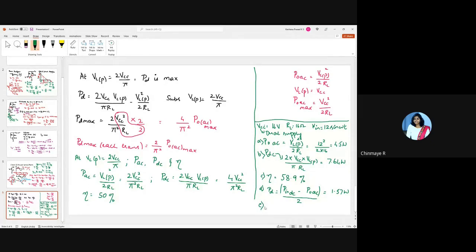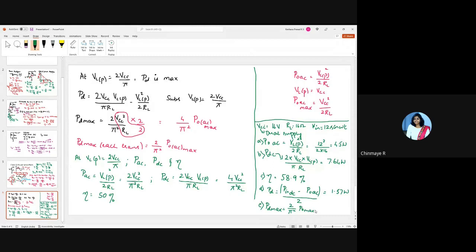Now, power dissipation capability of the transistor. So how much power it can actually dissipate. Now it is dissipating 1.57 watts. But now you have to find out what is the maximum power it can actually dissipate. That's what we derived here, right? So the maximum power that is dissipated by each transistor is given by PD max equals 2 by pi square P naught max.